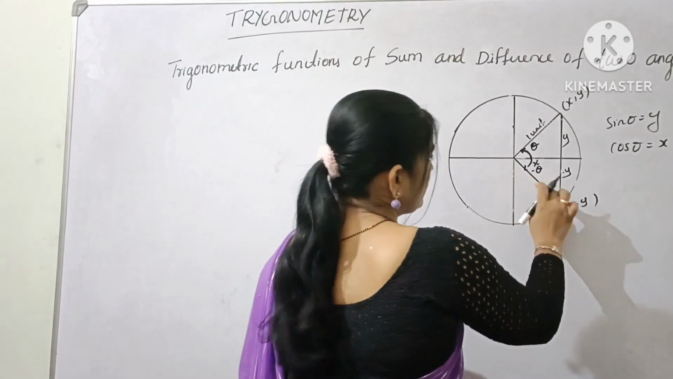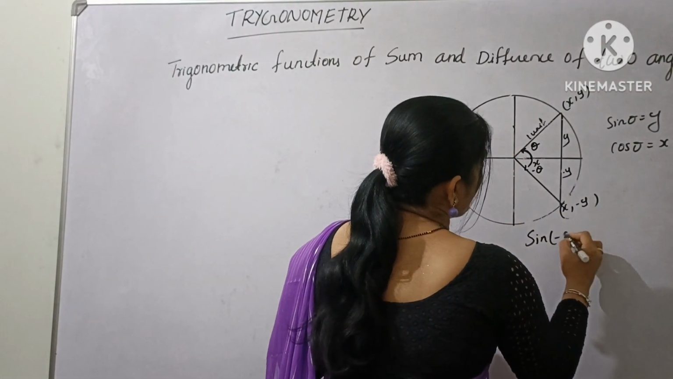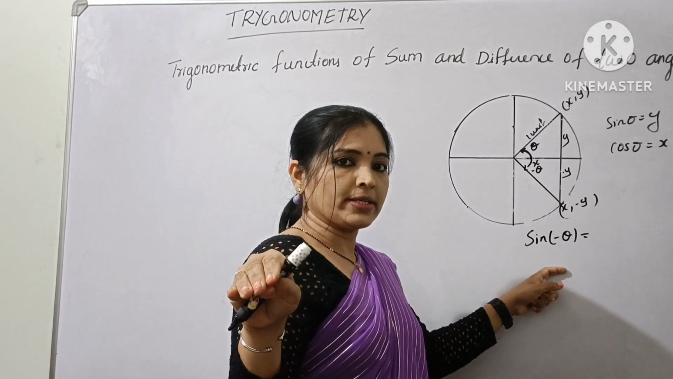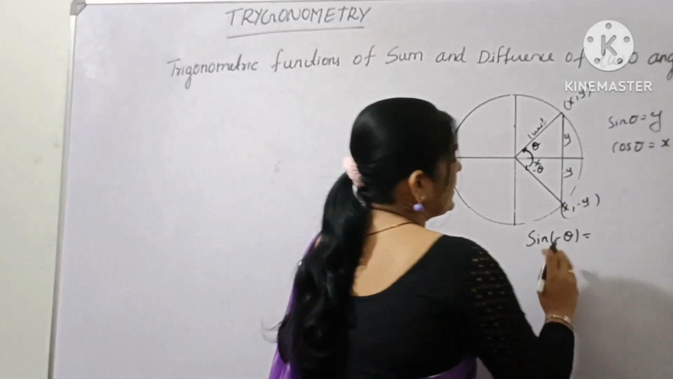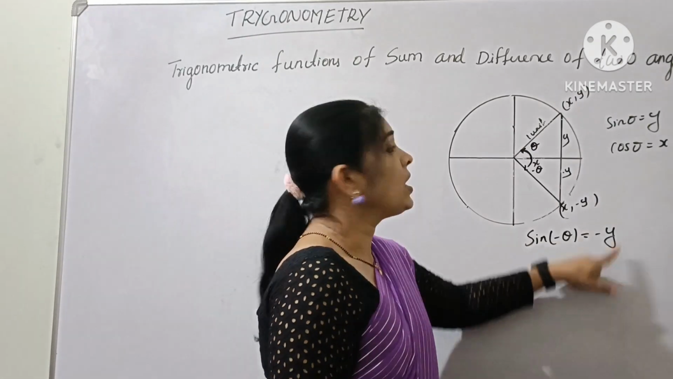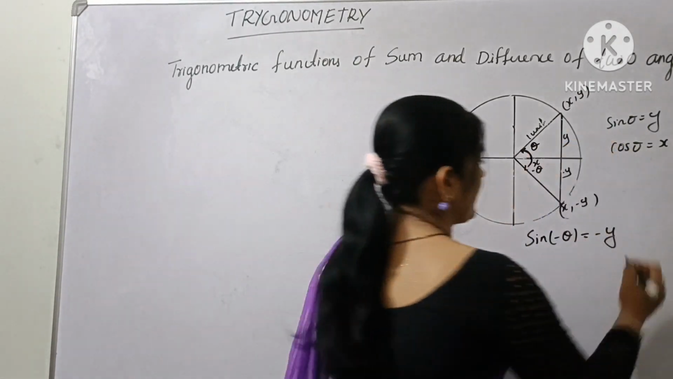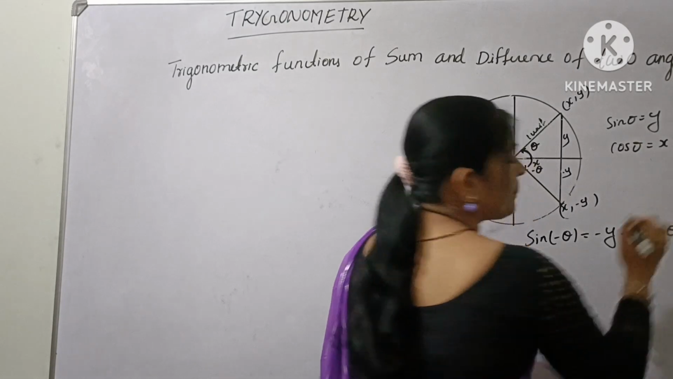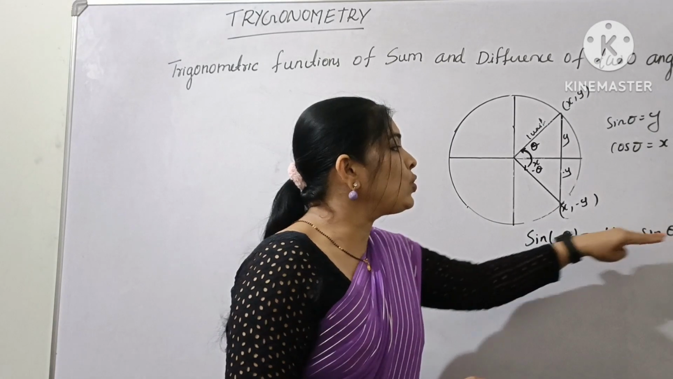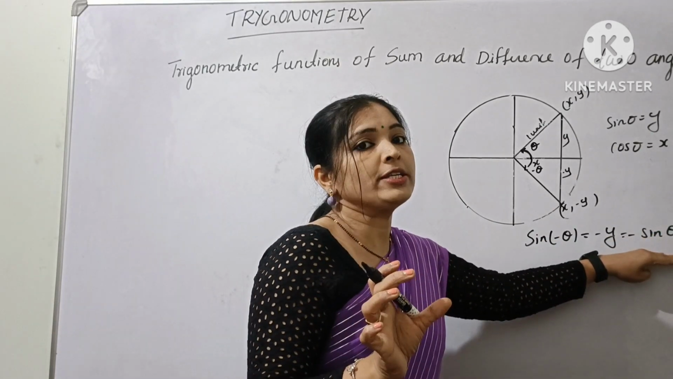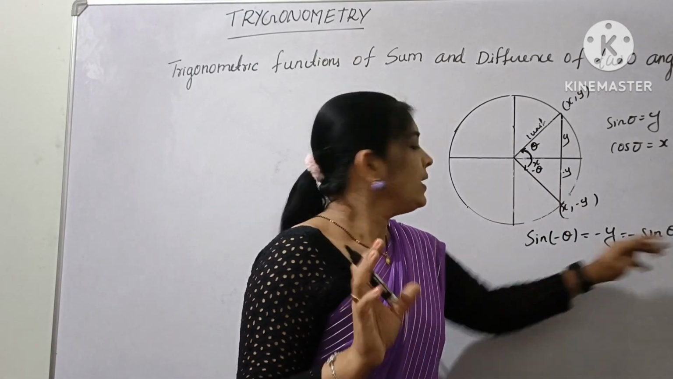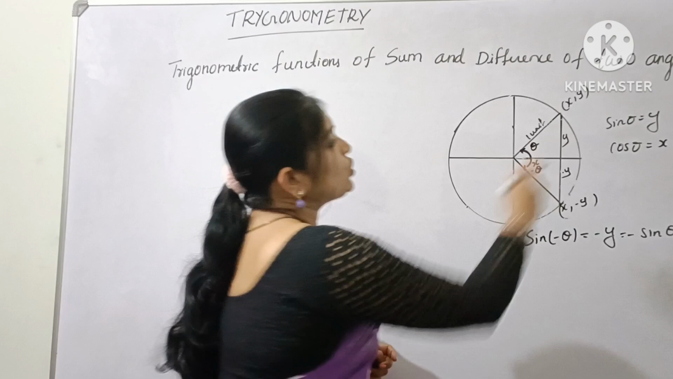Okay, now let us see. Here, what is sine of minus theta? We know that sine theta is the y coordinate, right? Value of y coordinate. Therefore, here it is minus y. Okay? So, what is y? Y is nothing but sine theta. So, minus sine theta. Okay? So, sine of minus theta is equal to minus sine theta. Very important identity. Sine of minus theta is equal to minus sine theta. Remember.